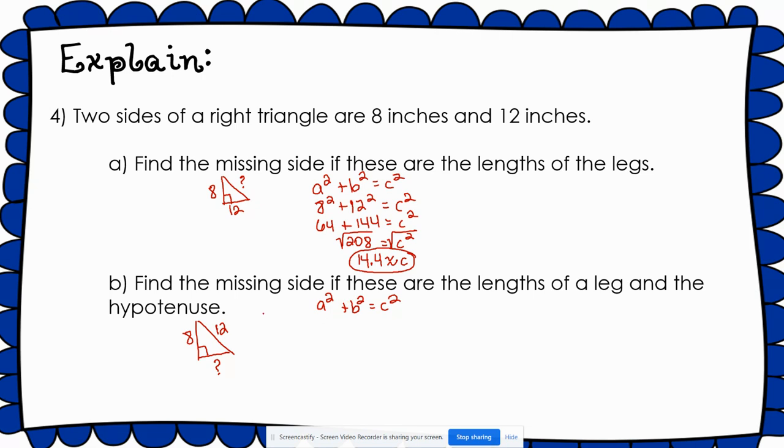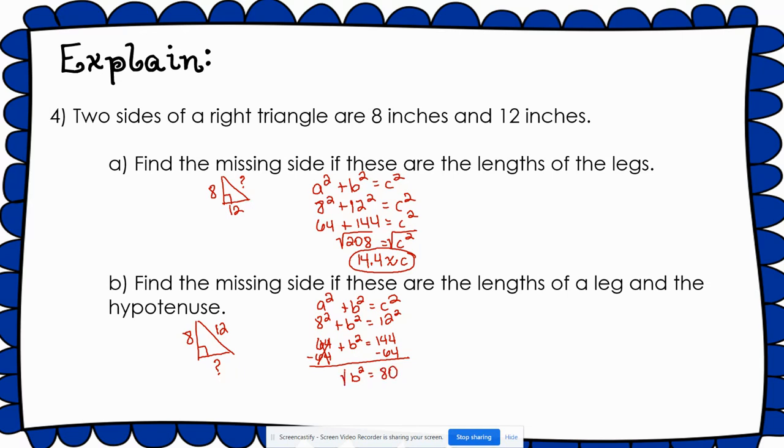So when I plug this into my formula, I'm using 8 for a leg, but I don't know the other leg, and I'm using 12 for my hypotenuse. So again, 8 squared is 64, and 12 squared is 144, but for this step, I actually have to subtract 64 from both sides so that I can get b by itself. Our 64s will cancel to leave us with b squared equals, and 144 minus 64 gives us 80.